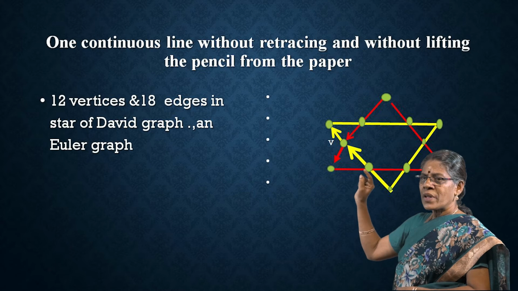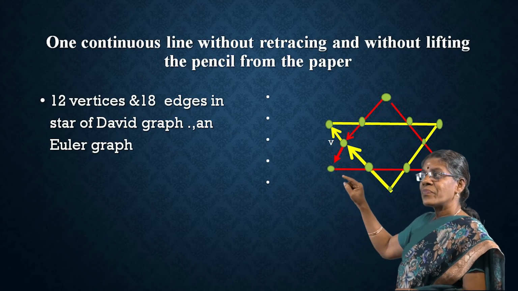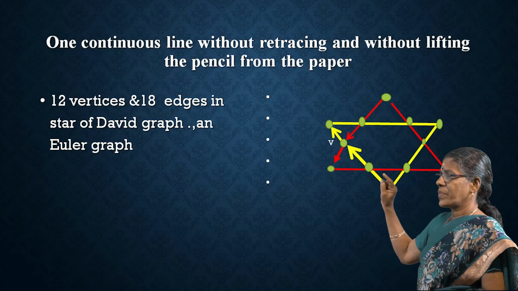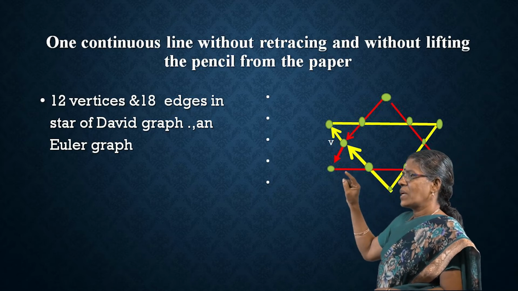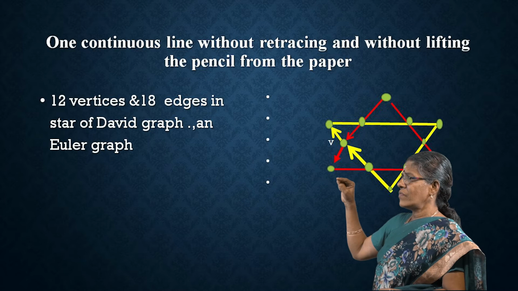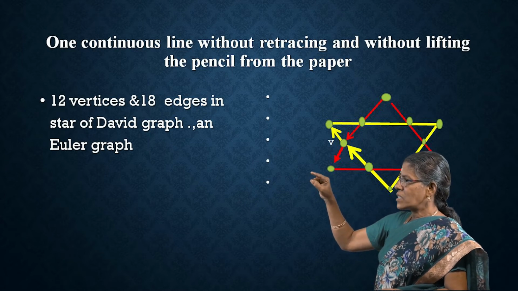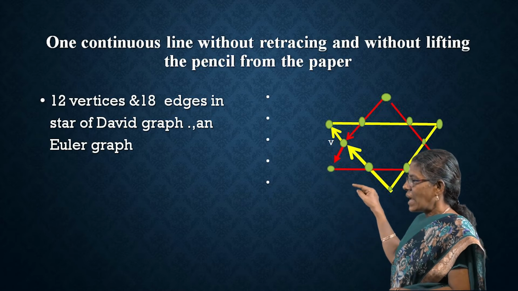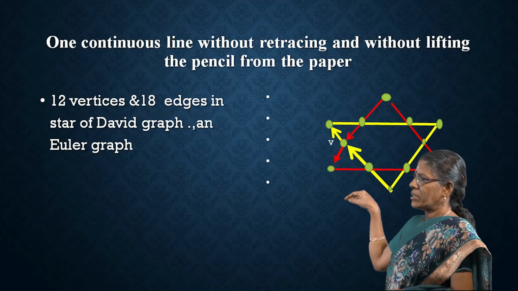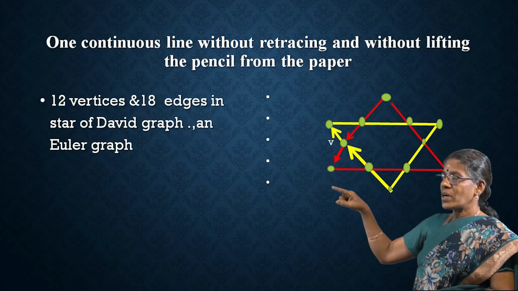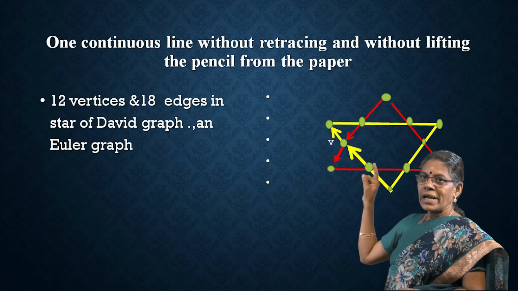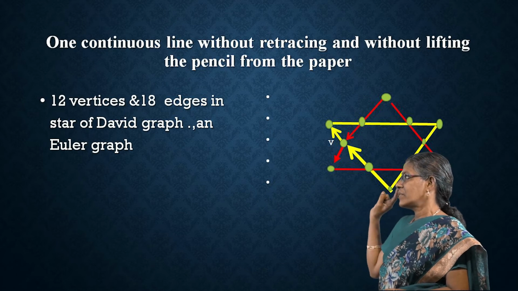What is meant by Euler graph? A closed walk which contains all edges of G. That means a sequence of vertices and edges starting from a vertex, go along an edge, to a vertex, and return back to the starting vertex. Closed walk, without repeating any edge. It's an Euler graph. Very important. See the graph and path here. 12 vertices, 18 edges of Star of David. It's an Euler graph.